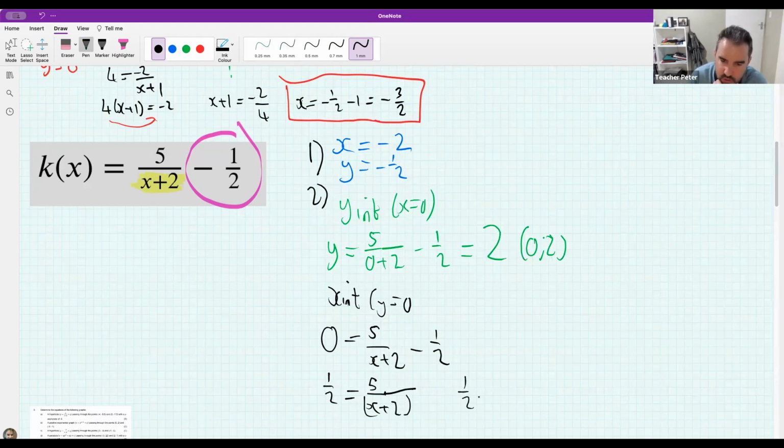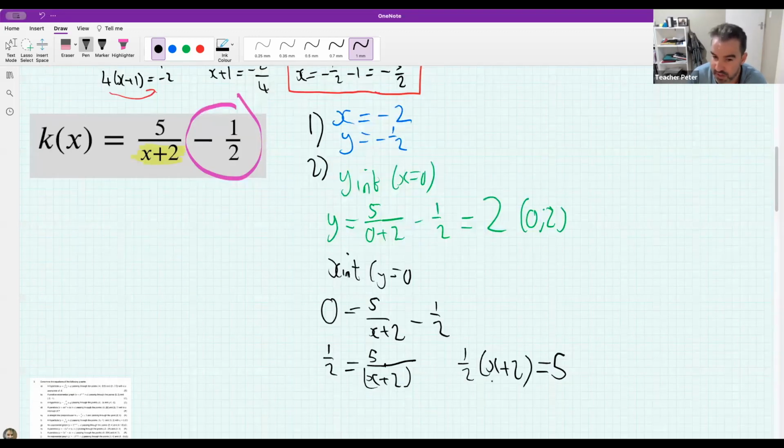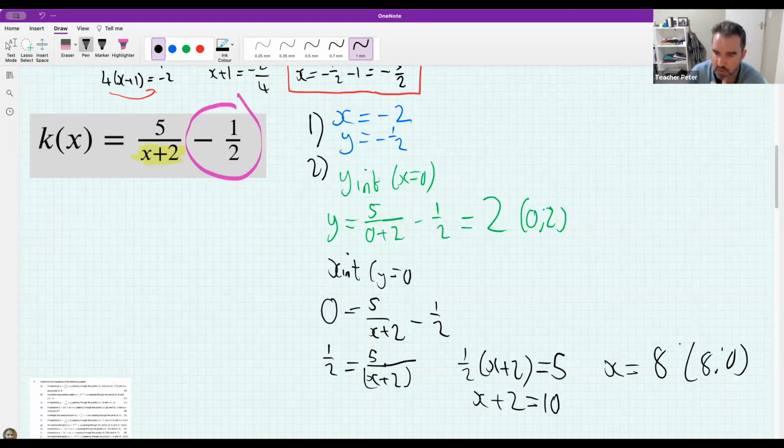And then what I could do is move the whole bracket across. And then if I times both sides by 2, or divide both sides by a half, I get x plus 2 is 10. And then if I take away 2 from both sides, I get 8. So the intercept would be (8, 0).